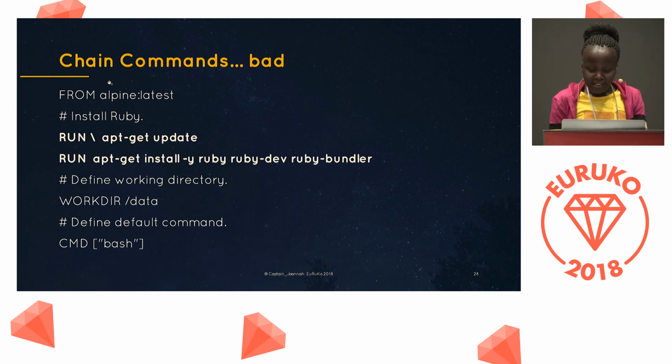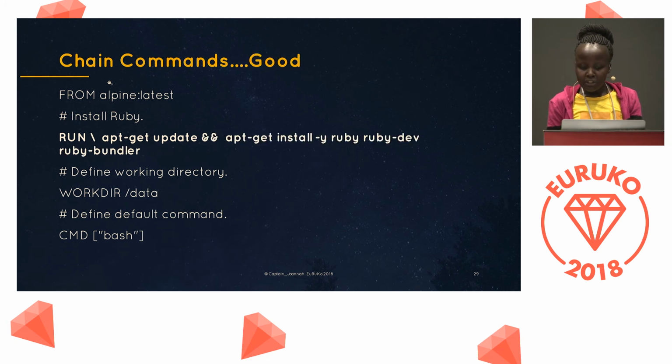there's a command called RUN in the Dockerfile, and we use it to do very different tasks like updating stuff or installing software. And you can choose to have as many RUN statements in your Dockerfile as you can. However, this also increases the layers you have, and in turn increases the size of the image you usually have. So the bad way is to have different RUN commands. The better way is to chain your RUN commands.